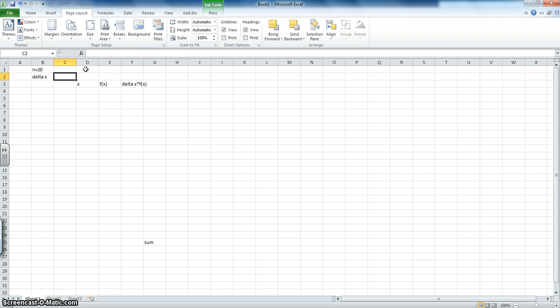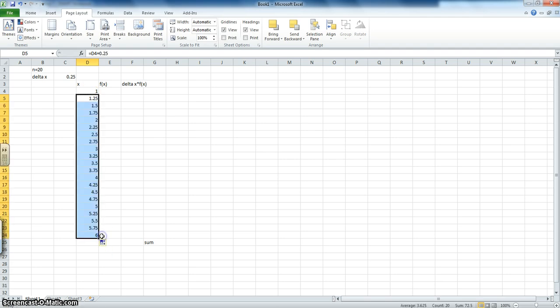So delta x, remember, we have to take the difference in our endpoints, so that's 6 minus 1, and then divide that by the number of subintervals. So we want 20 subintervals. And so I get 1/4 for my delta x. So what I need to do is start at 1, and then to that value I need to add 0.25 to get the next one. And I'm going to drag this down until I hit 6. I just kind of guessed there, and I ended up at 6.